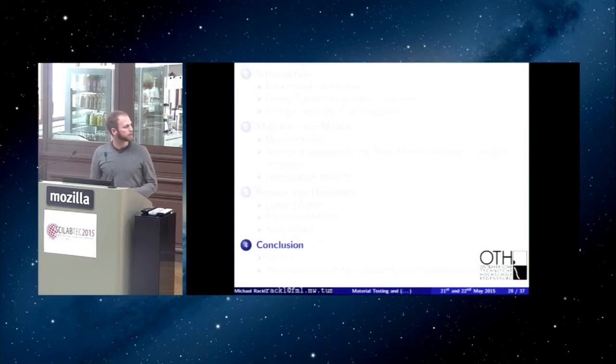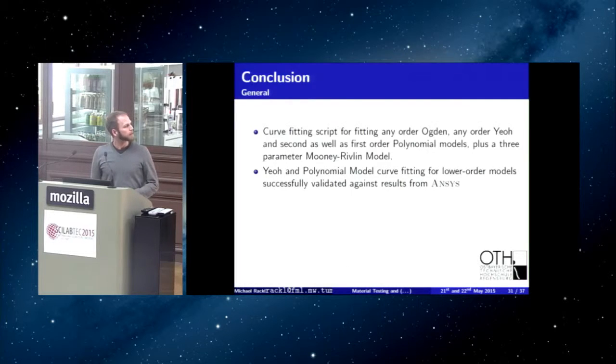So, for the conclusion, well, the curve fitting script we wrote can fit any other Ogden model, it can fit any other Yeoh model, which is a huge advantage as compared to ANSYS. And we implemented a 1st and 2nd order polynomial model, as well as the München model as one special case, just because it is really widespread in hyperelastic material modeling.